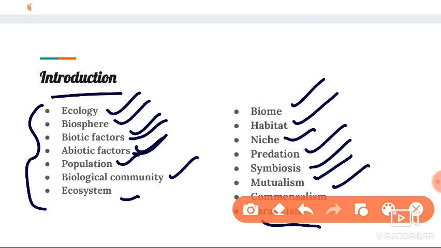What are biotic factors, what are abiotic factors. Those all things you studied. And then ecosystem also you are familiar with. What is meant by ecosystem, what is meant by environment. These all things you studied.